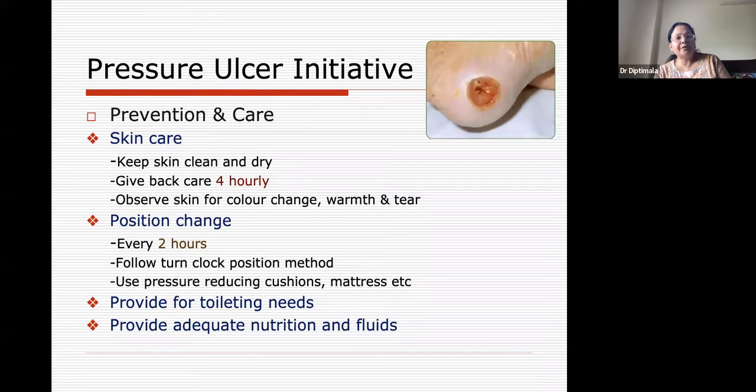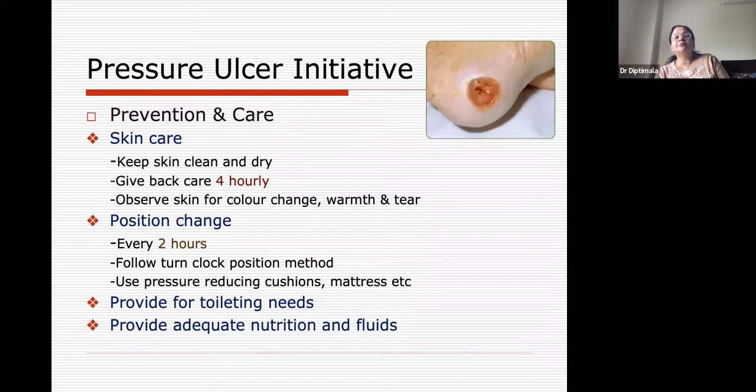Few quick lines on the pressure ulcer initiative, prevention and care. This is very, very important. You have to keep the skin clean and dry. Give back care 4-hourly. Observe the skin for any color change, warmth, or tear. Position change to the right lateral and left lateral every 2 hours. Catering to the toileting needs of the patient immediately.